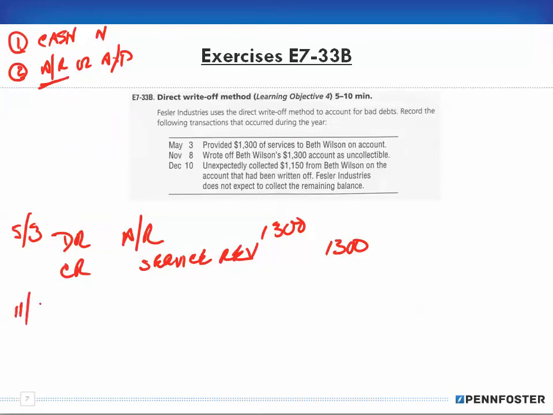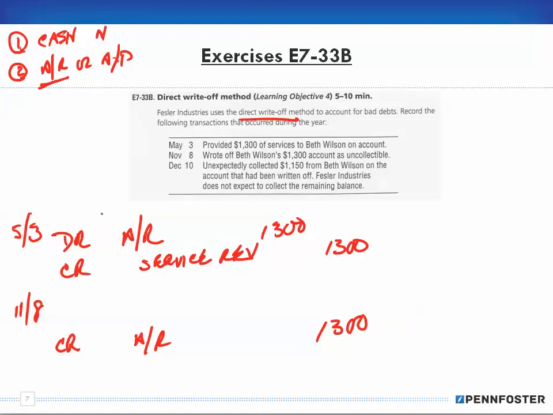November 8th, wrote off Beth Wilson's $1,300 on account as uncollectible. So we're using the direct write-off method, and the reason why it's the direct write-off method is because we're directly writing off the accounts receivable, right? Since it's not collectible, we're writing it off to bad debt. So if we debited the accounts receivable and now we're going to write it off, we want to get it off of our books, so we make the opposite side of the entry. So we're going to credit the accounts receivable for $1,300.